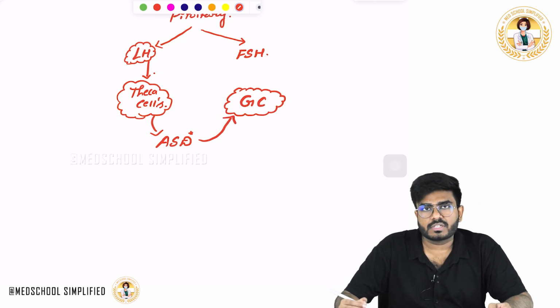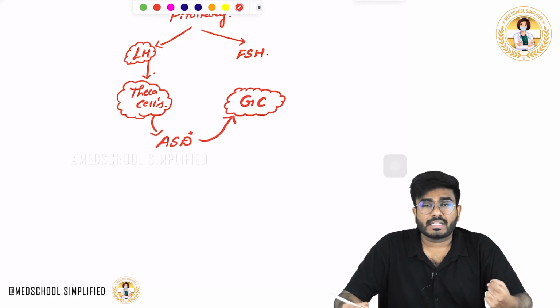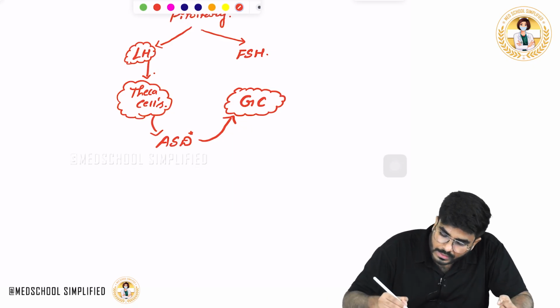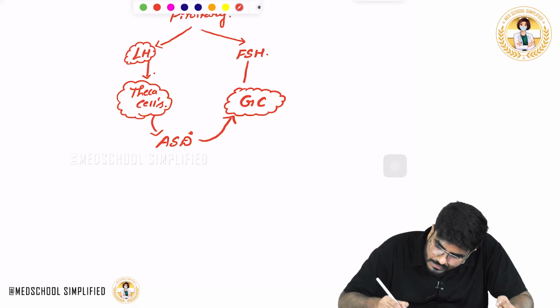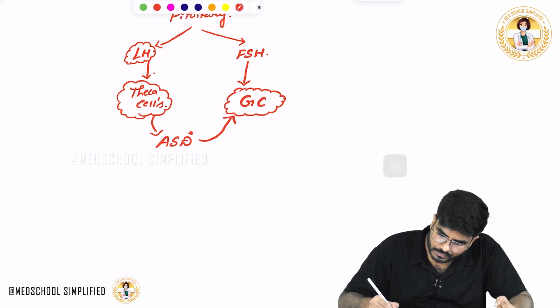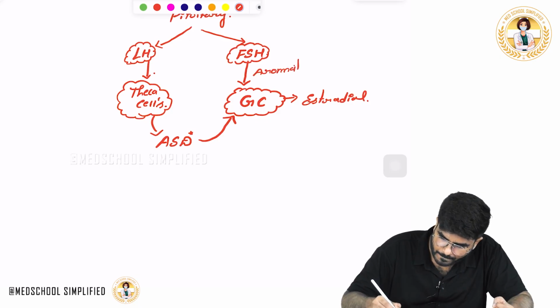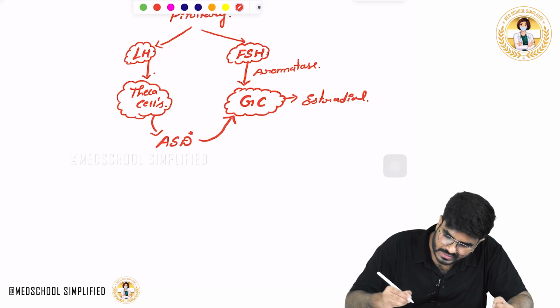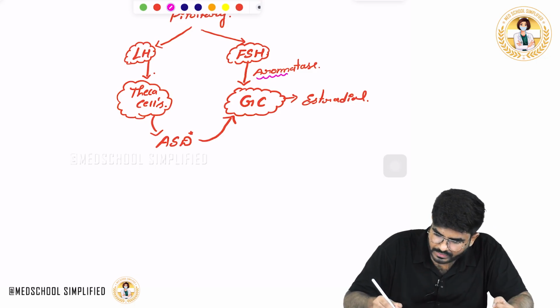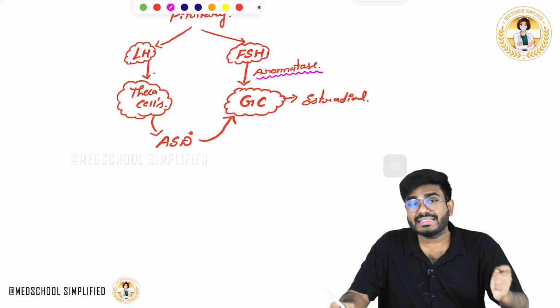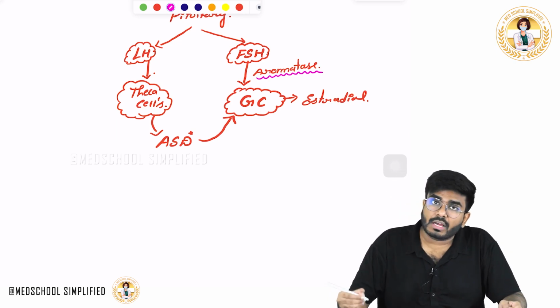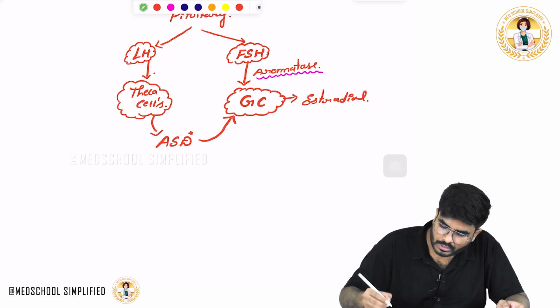In the granulosa cells, androstenedione will be converted into testosterone. Now that testosterone will be converted into estradiol. So, what is this FSH going to do? FSH is going to activate something called aromatase. So, with the help of this enzyme, FSH is activating the aromatase. Aromatase in the granulosa cell is going to convert the testosterone into estradiol.